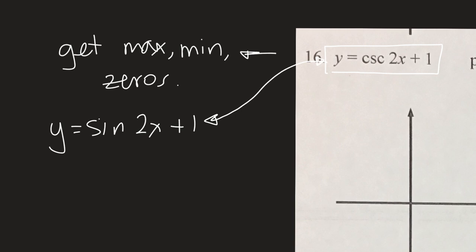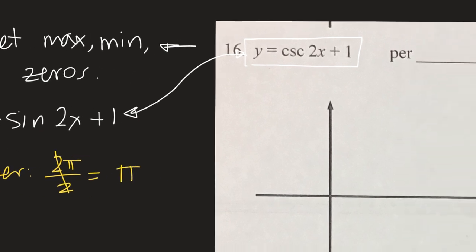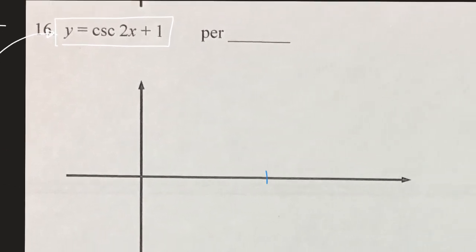We're going to get all of our points. We're going to get our zeros, our maxes, and our mins from your sine graph, and then we're going to graph our cosecants based upon those three points: maxes, mins, and zeros. The sine of 2x plus 1 has a period of 2 pi over 2, which is just pi. So we come over to our x-axis, and we mark it with pi and with 2 pi. We put 2 complete periods on your horizontal axis.